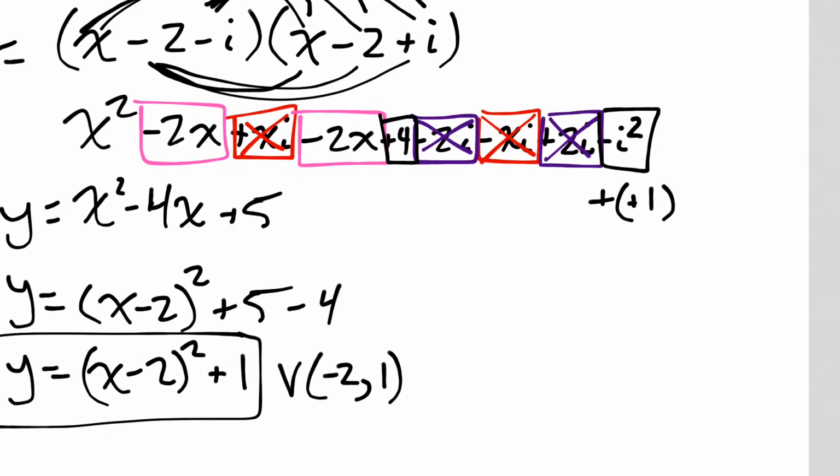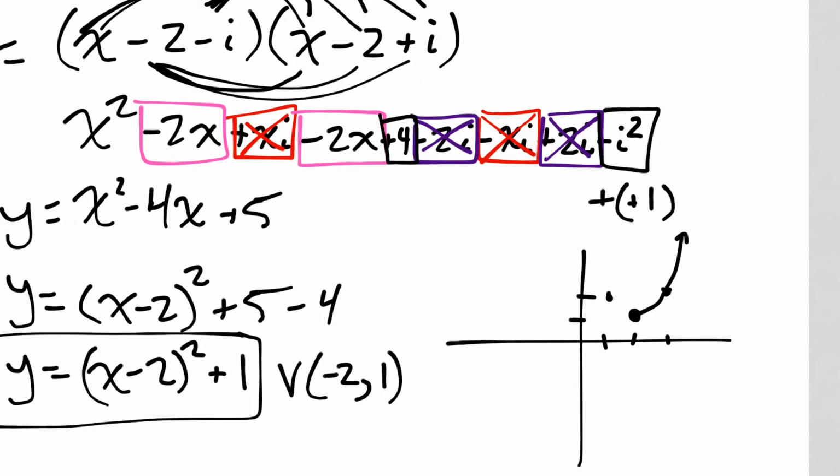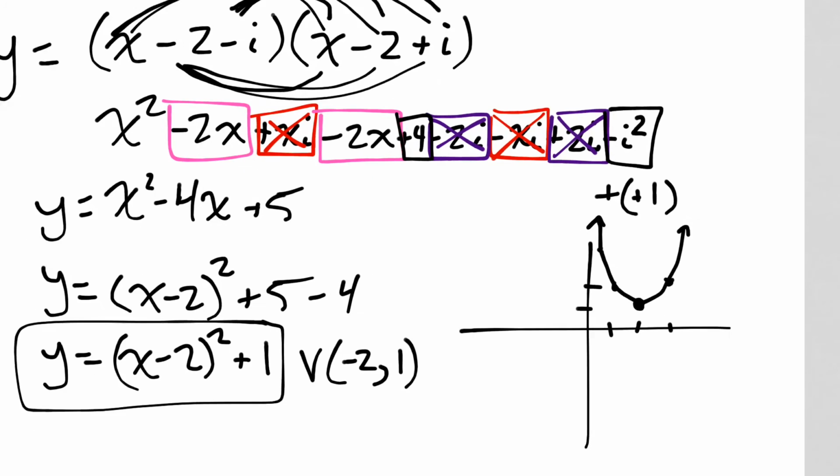So let's graph it. x minus 2 plus 1 is telling me boom, boom, boom. There's my vertex. Positive 1, so if I go over 1, I'm up 1. Over 1 in that direction, I'm up 1. There's my 3 points, and there is my quadratic function. Finished.